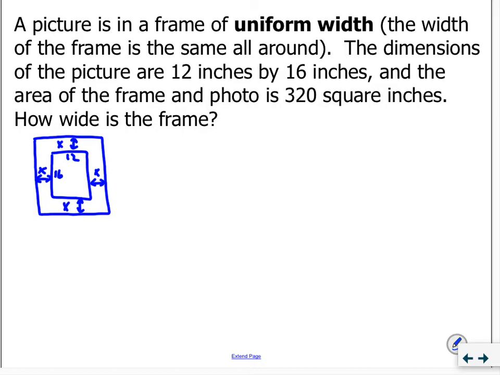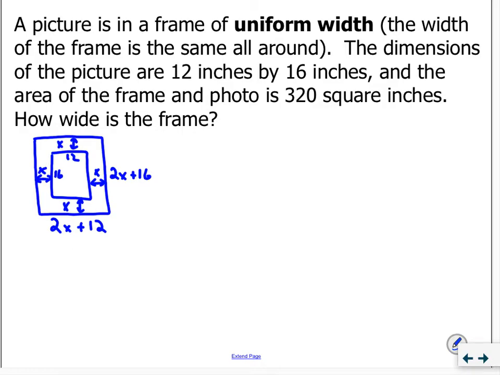So let's see if we can find a length and a width here in terms of x. Then we can write an area equation. So notice that if I'm looking for the width of this, I have to go some distance x, then I go a distance of 12, and then I go another distance of x. So that distance then, we're going to write as 2x plus 12. And if we do the same thing going on the longer side, we have a distance of x, then 16, then another x. Sure enough, you guessed it, it's going to be 2x plus 16. So there's our length, there's our width.